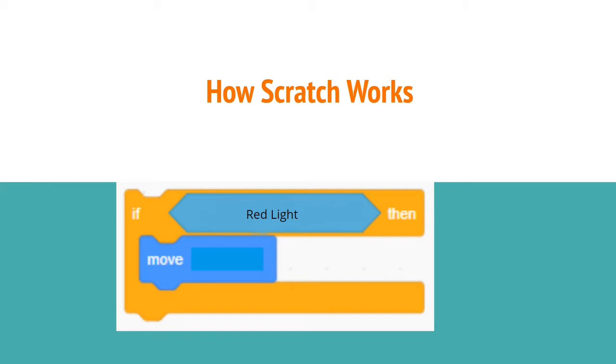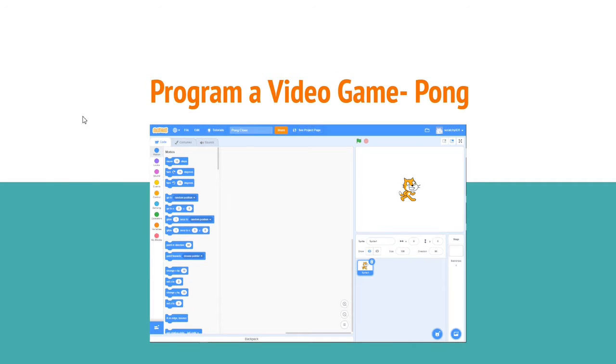If there is a red light, then move. Only that would be really silly because at a red light, we're not supposed to move. Just checking to make sure you're paying attention. Okay, now we have a basic understanding of the knowledge that we need to build a video game in Scratch. Let's start.